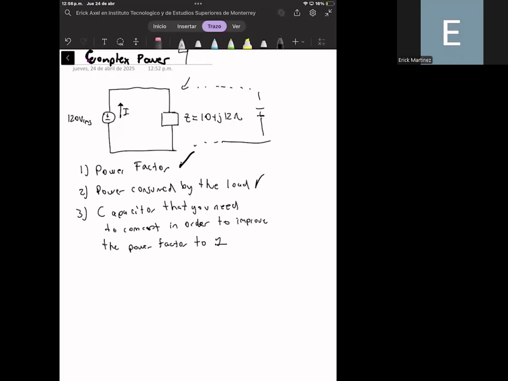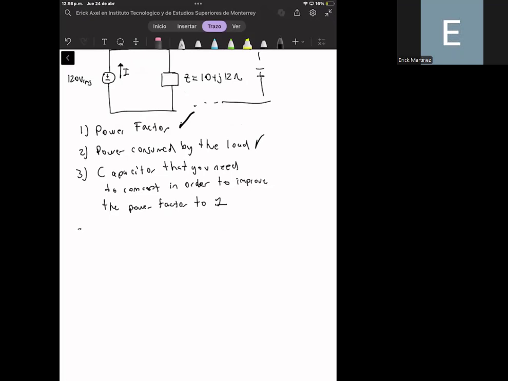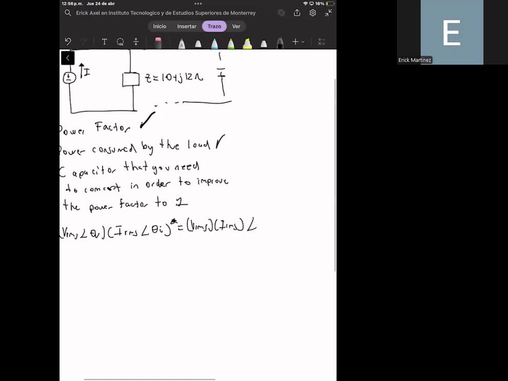In fact, we can say that the current is flowing in this direction, and we can compute the current first in order to compute the complex power, because remember that the complex power is equal to the RMS voltage phasor multiplied by the RMS current phasor, but we need to take into account the conjugate. And this is equal to the RMS voltage times the RMS current, okay? And the angle of this is the phase angle of the voltage minus the phase angle of the current.